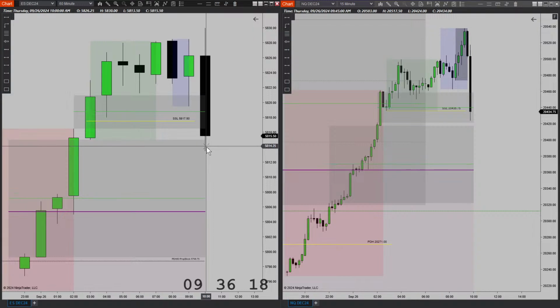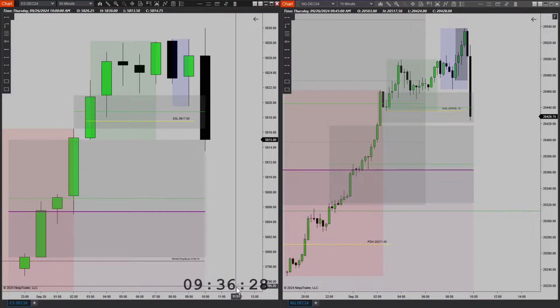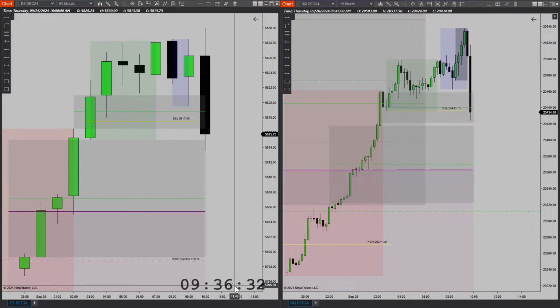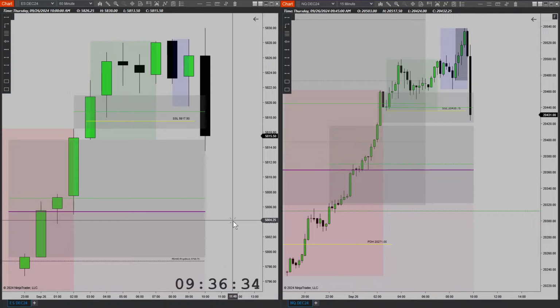Okay, so we just tapped into that. Now I want to see a quick reaction. I don't want to see this one. If it does tap into it, that's fine. 9:36, so well outside of the macro, but we could see a reaction here.